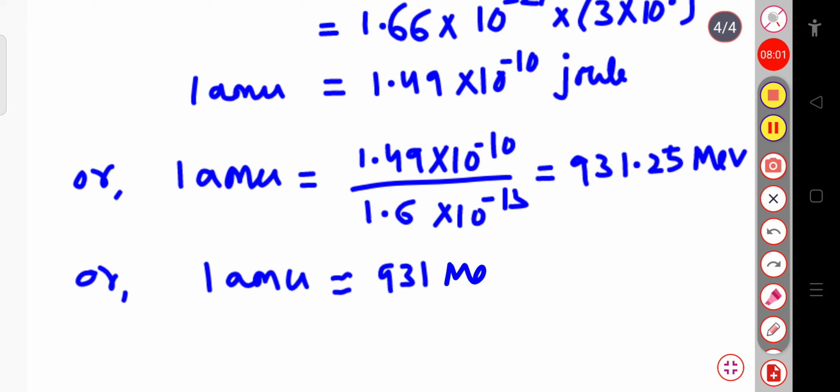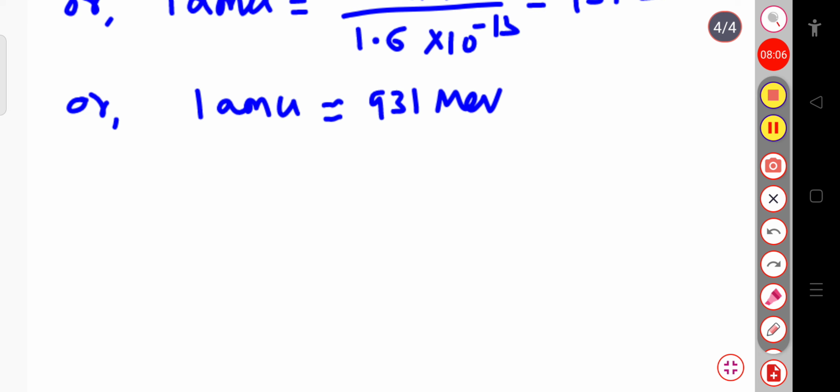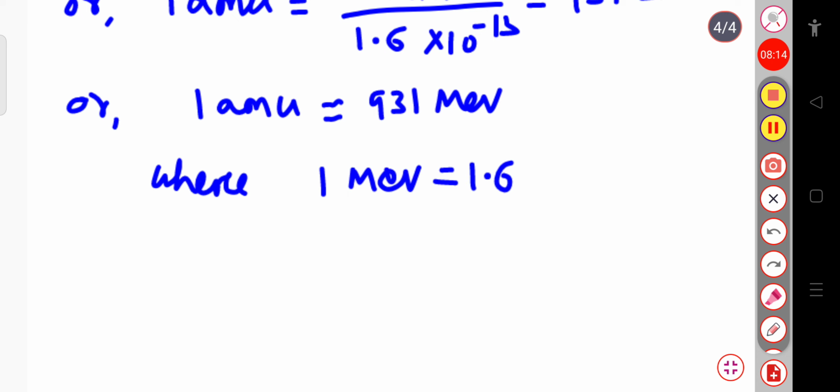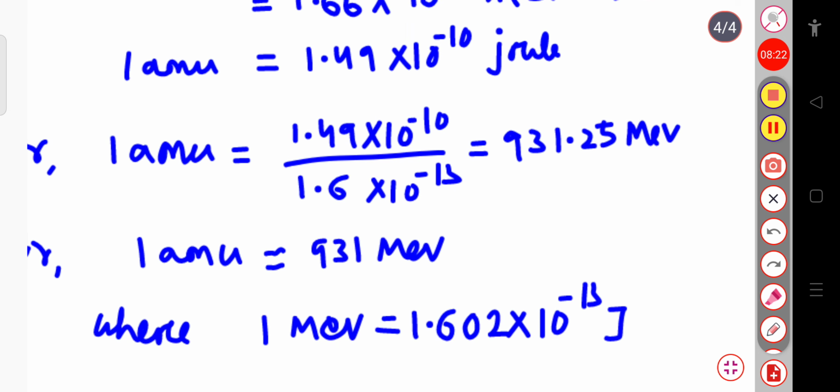931 MeV, where 1 MeV is equal to 1 mega electron volt, that is equal to 1.602 into 10 power minus 13 joule. That's why here you can see, to convert this joule unit to mega electron volt, simply we are dividing by this 1.6 into 10 power minus 13 joule.